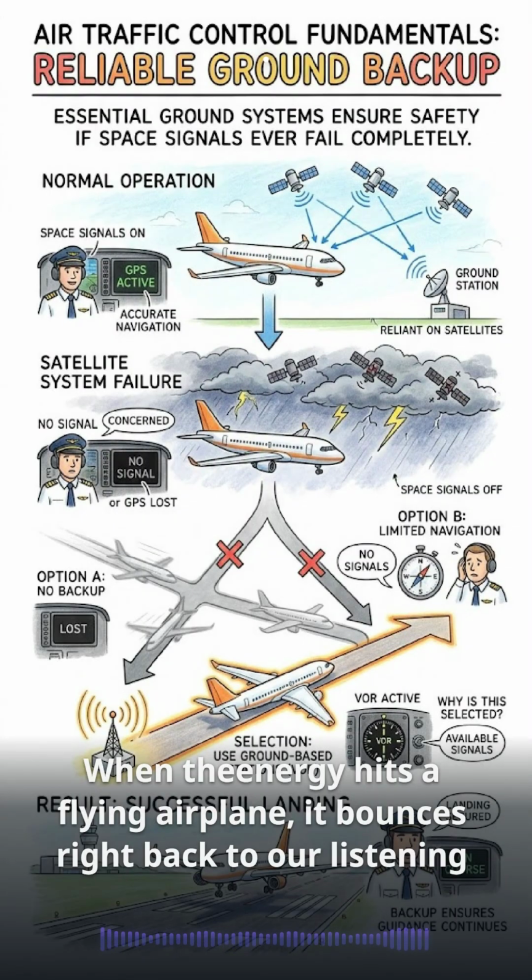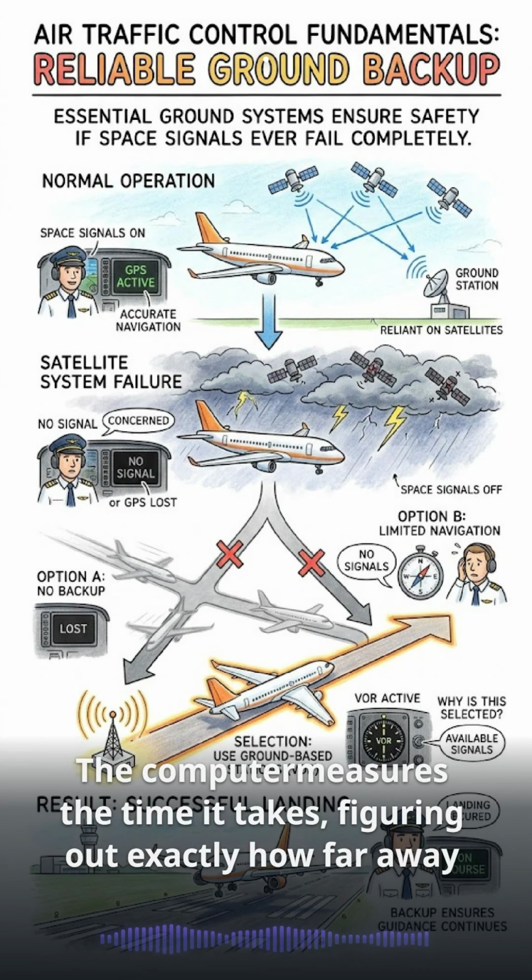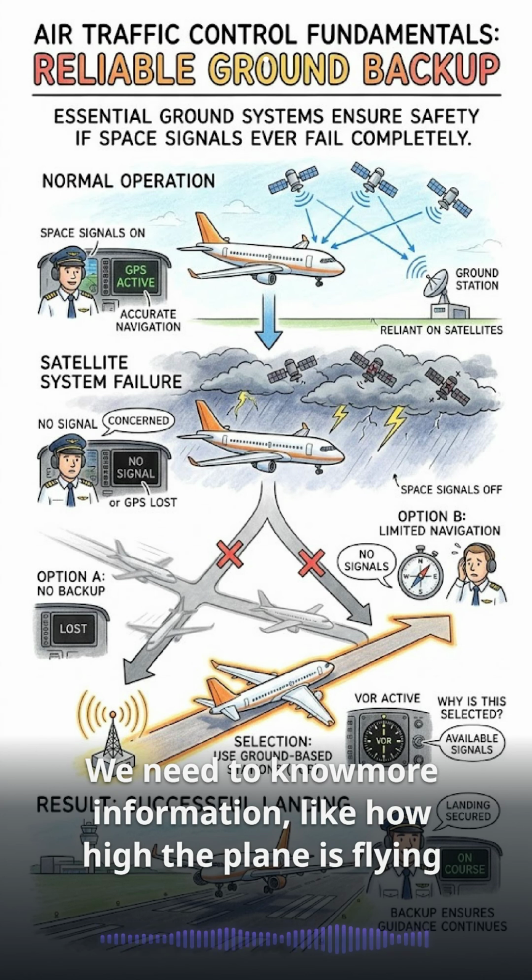When the energy hits a flying airplane, it bounces right back to our listening radar receiver dish. The computer measures the time it takes, figuring out exactly how far away the flying airplane is. This system is called primary radar, but it only shows us a small dot on the screen. We need to know more information, like how high the plane is flying and its exact speed.